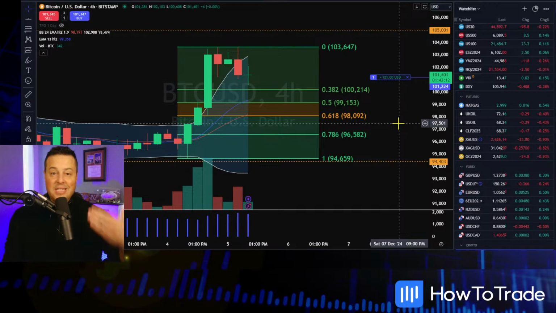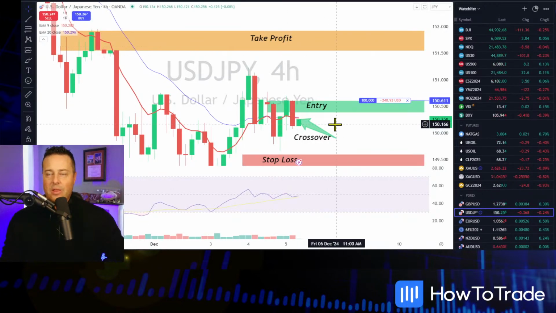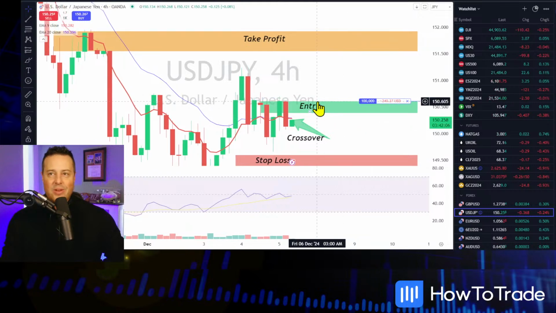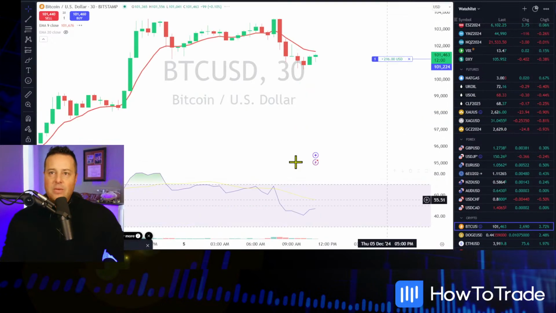Technical analysis doesn't have to be hard. Let's go ahead and take a look at Bitcoin. Okay, we're getting a little bit of a comeback. Don't call it a comeback on that dollar-yen 9/20 crossover. Let's go ahead, I have another chart here. Let's pull up Bitcoin on our 9 EMA and see where we're at.